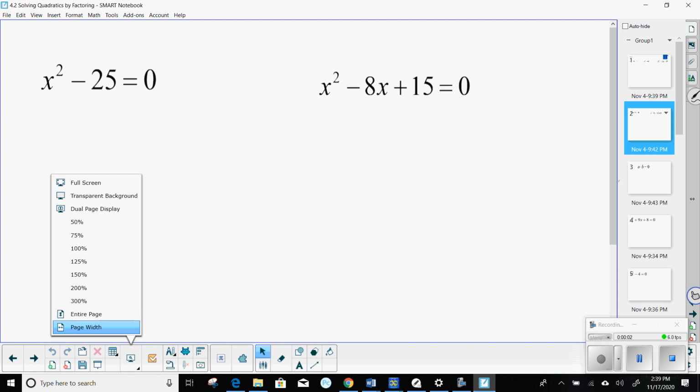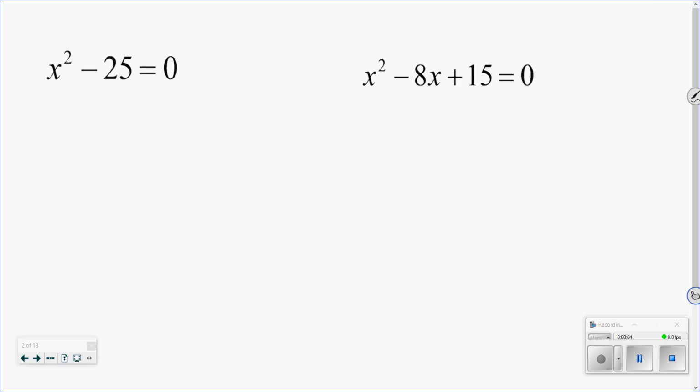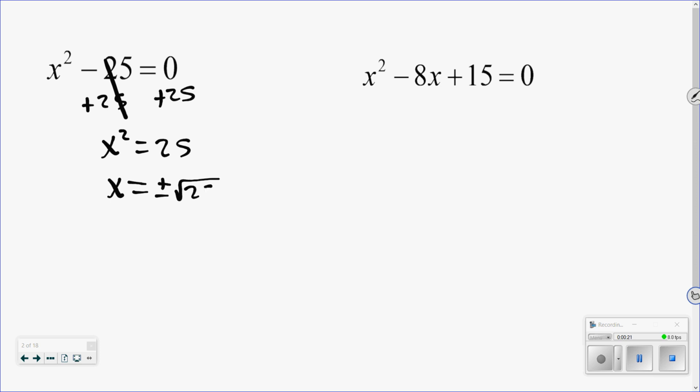So in the last lesson, we went through and solved using the square root method. For example, this x squared minus 25 equals 0. We got the x squared by itself, so we added the 25 over. x squared equals 25. We took the square root of both sides, and we always put that plus or minus. So this ended up being x equals plus or minus 5.